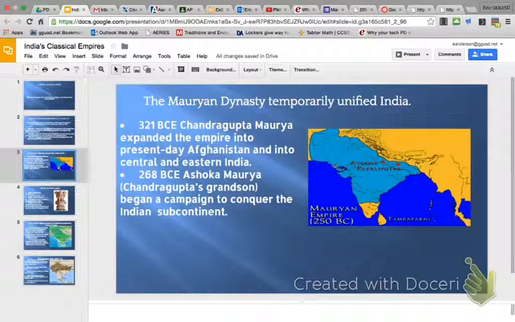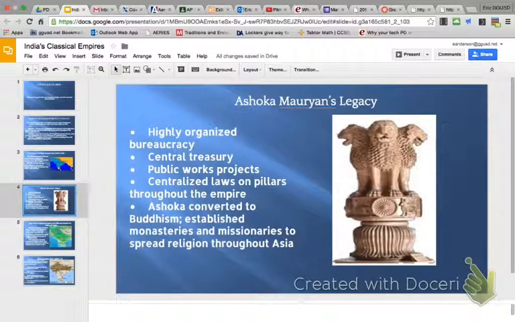All right, the first one we're going to talk about is the Mauryan dynasty, which temporarily unified India. The Mauryan dynasty starts in 321 BCE and expands into what is Afghanistan up here, but it also precursors everything that is down here, so the Deccan Plateau, the Marathas, and so on and so forth. And this moves into Ashoka.